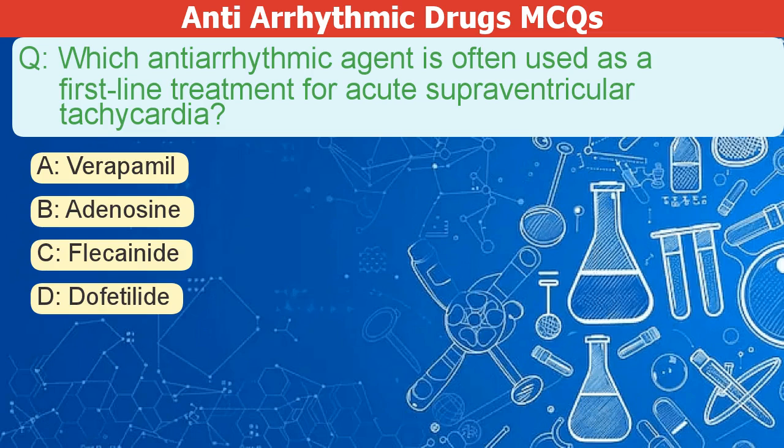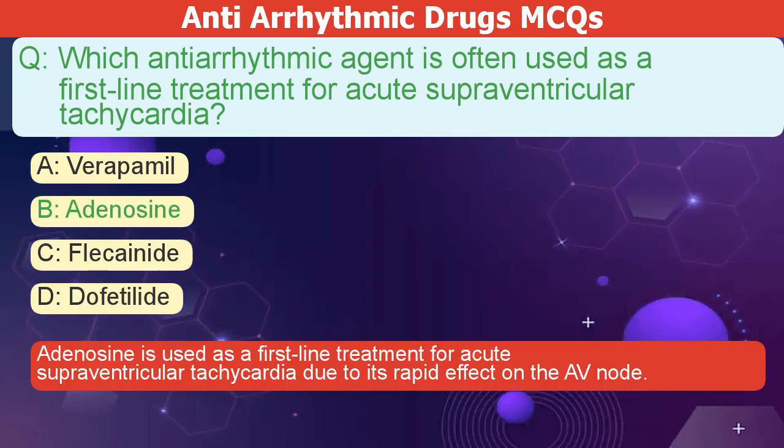Which antiarrhythmic agent is often used as a first-line treatment for acute supraventricular tachycardia? A. Verapamil. B. Adenosine. C. Flecainide. D. Dofetilide. The correct answer is B. Adenosine is used as a first-line treatment for acute supraventricular tachycardia due to its rapid effect on the AV node.